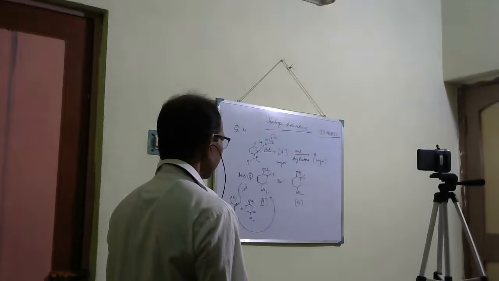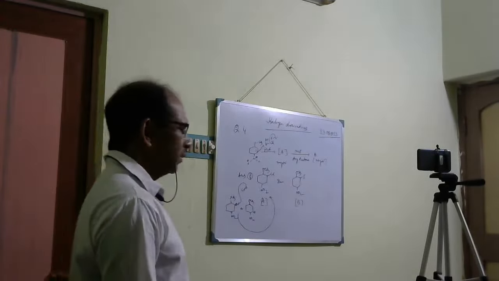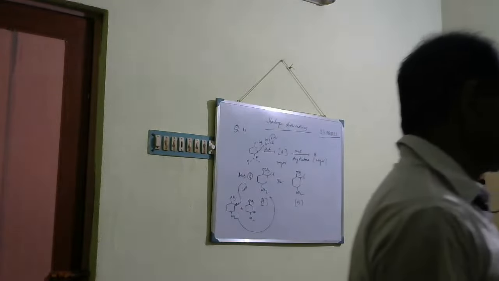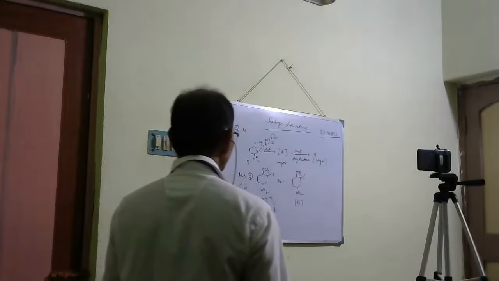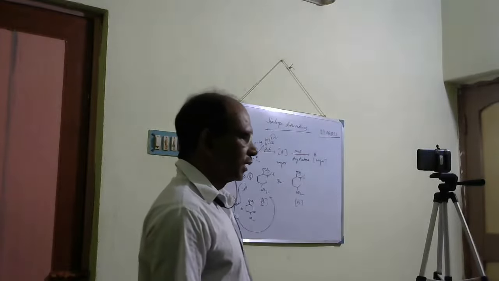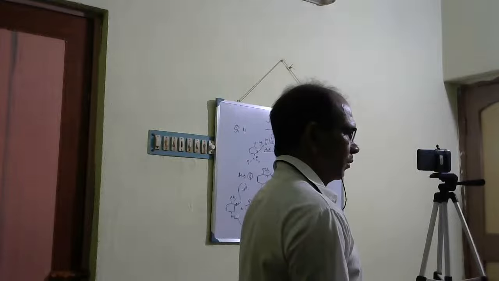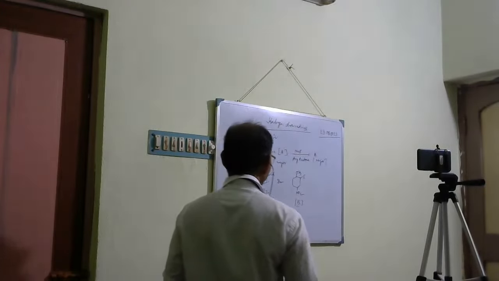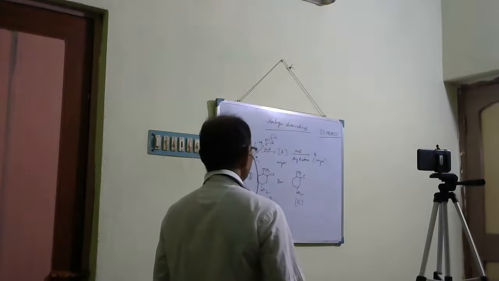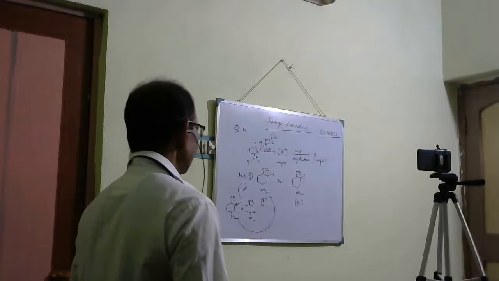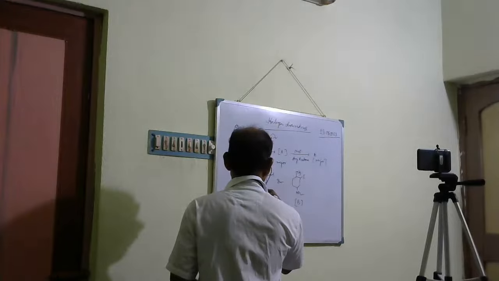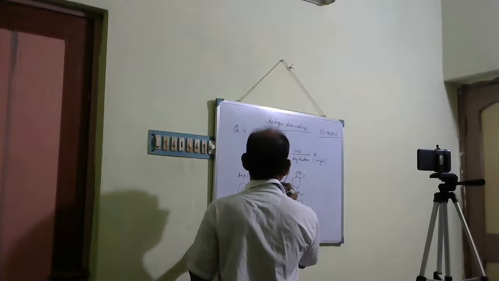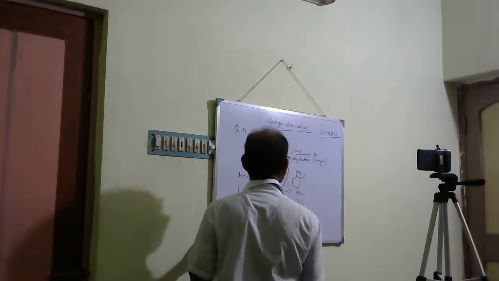Come to the second reaction. What is the name of the reaction? Finkelstein reaction. You know, in the Finkelstein reaction, which mechanism is followed? SN2. So iodide ion enters from the backside, and chlorine leaves the system. Therefore, the reaction proceeds and leads to the product. Okay.